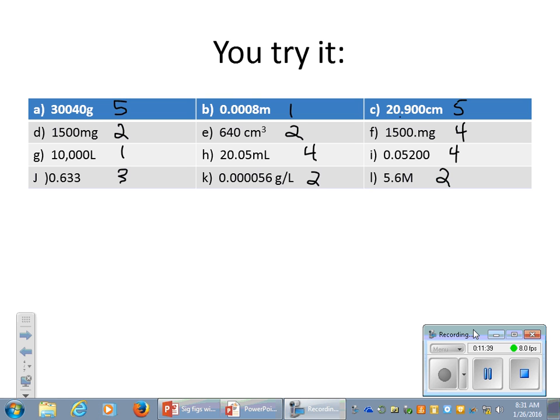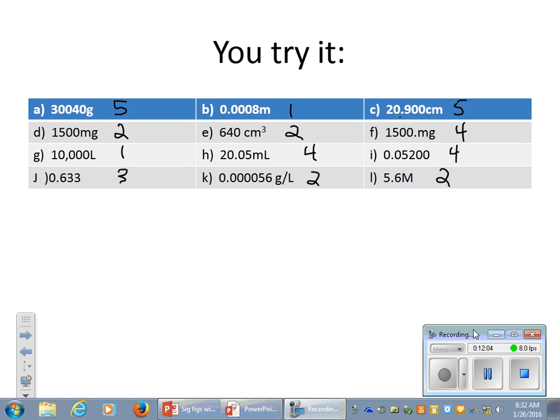Letter H, captive zeros are always significant. Letter I, we have a leading zero, or actually 2 leading zeros, which are insignificant. And then we have 2 trailing zeros with a decimal place, so those are significant. Letter J, no, well, that leading zero is probably just making the decimal place stand out a little bit better.